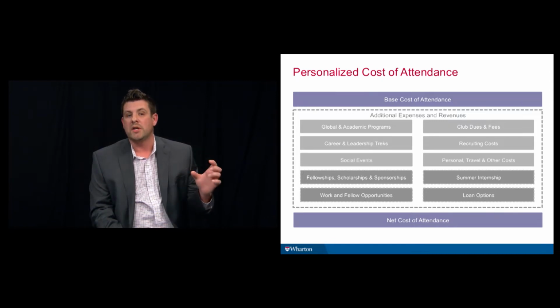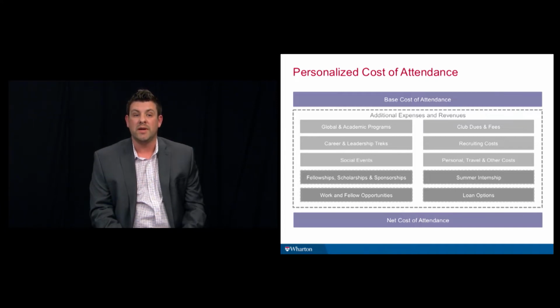So there are all the costs that may be additional to your programming, but there's also revenue sources out there, which we'll get into a little more deeply later. These include our fellowship program, outside scholarships and sponsorships, work and fellow opportunities while you're currently in the program, summer internship after your first year of being in the program, as well as the loan options available. All of this combines for your net cost of attendance.